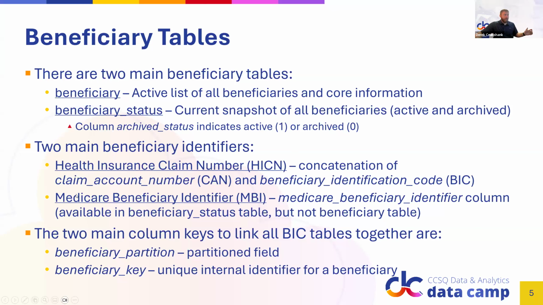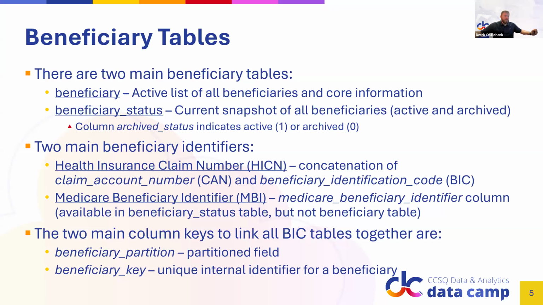As I've previously mentioned, there are two main beneficiary identifiers. A long time ago, not really a long time ago, but 5, 6, 7 years ago, it used to be the HICN, the health insurance claim number. That was the concatenation of a claim account number, also referred to as a CAN, and then the beneficiary identification code, which is the BIC.